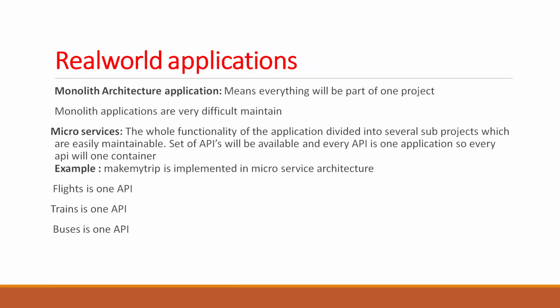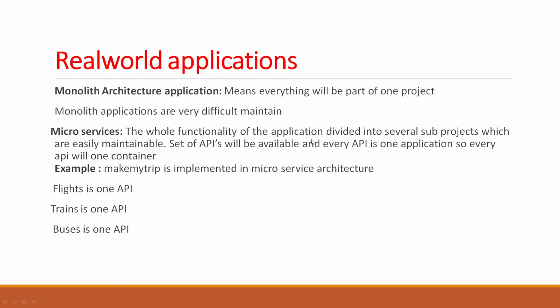Real world applications: monolithic architecture application and microservice architecture application. Before containerization, everything was monolithic architecture. Monolithic architecture means everything is part of one project. Monolithic applications are very difficult to maintain.